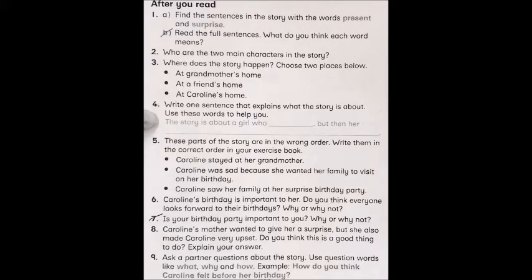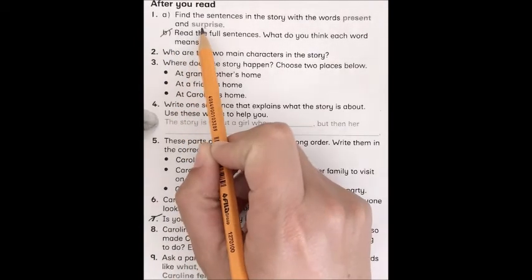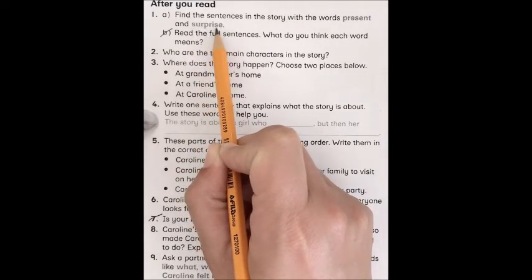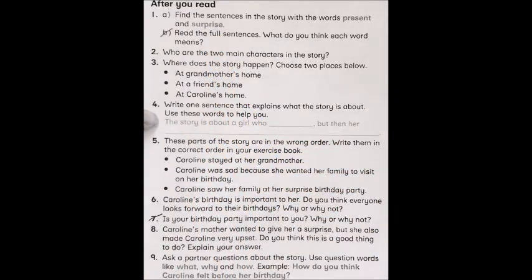Number 1A, find the sentences in the story with the words present and surprise. And then you just look for those words and please memorize the spelling. Present, so dis 'n geskenk, and then surprise. Remember the R after the U. We say surprise, but it's actually surprise. It has an S here in the second last letter, not a Z. So there's nothing you have to physically write in your books. You just find these 2 words in your story. You don't do number B.